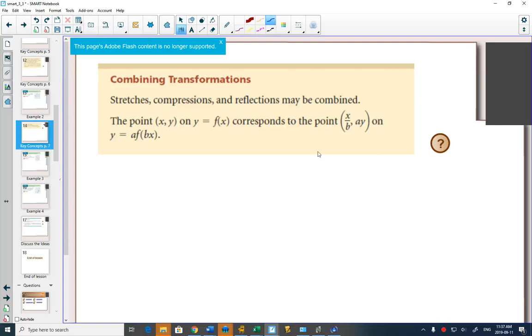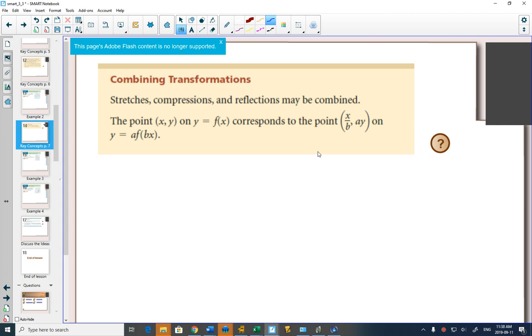So at the top of page 199, it has this combining transformation box with stretches, compressions, and reflections, and saying they could be combined. You could have y equals AF of BX, where A and B are numbers. And in this box, I think they actually make it a little bit more confusing than they need to, so we're going to try to clarify it a little bit.